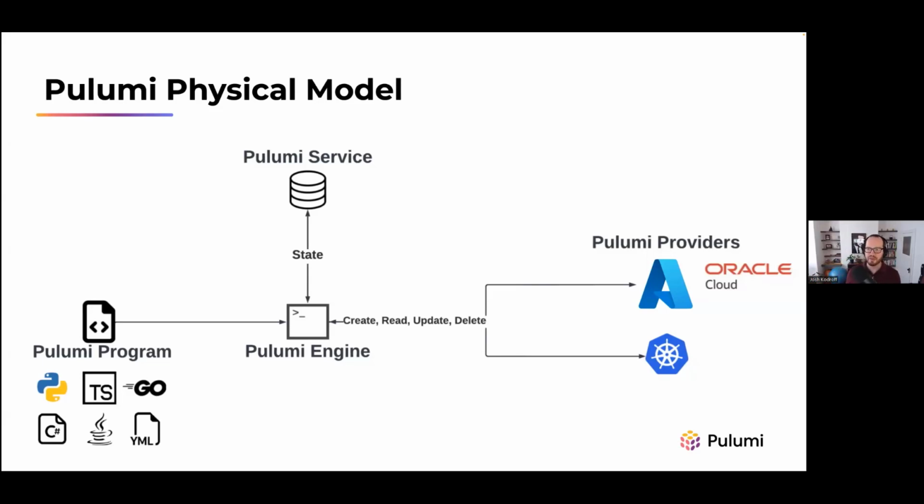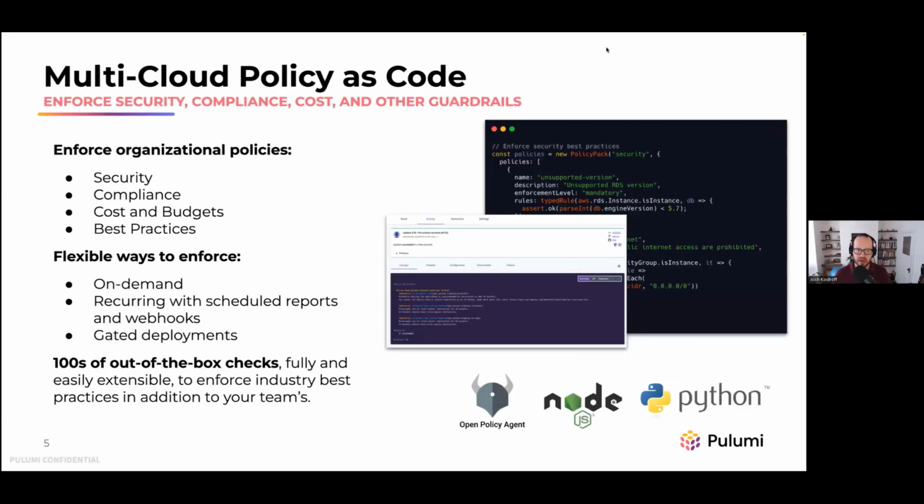The way that Pulumi interacts with cloud services is via Pulumi providers. Today we'll be showing off the Azure provider, and Eli will be demonstrating the OCI provider, and then we will also be showing the Kubernetes provider.